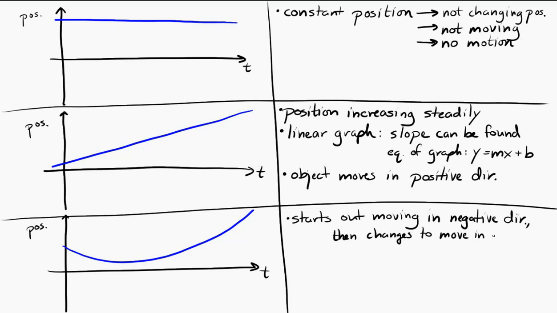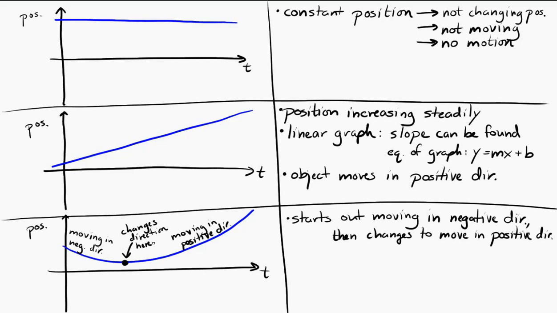Okay, so in the first part of the graph, the object is moving in a negative direction. And in the second part of the graph, the object is moving in a positive direction. And that point in the middle, the point separating those two regions, that's the moment when the object changes direction. So already that's a pretty big difference between the other two graphs. In this third graph, the object changes direction.